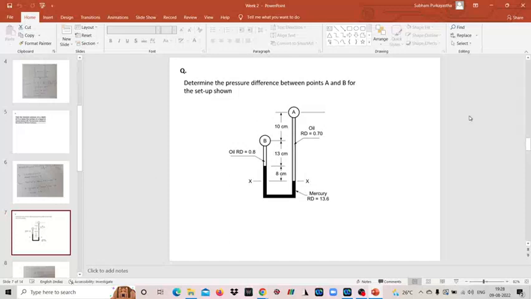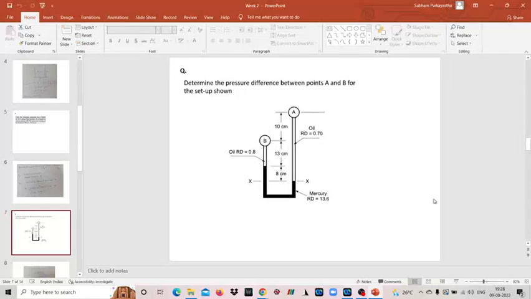Yes, this is a differential U-tube manometer. The role of a differential U-tube manometer is that it calculates the pressure difference between two pipes. Say this is a pipe and this is a particular pipe, and at a particular cross section a differential manometer is connected. So it finds the pressure difference. You have to obtain the pressure difference between point A and point B.